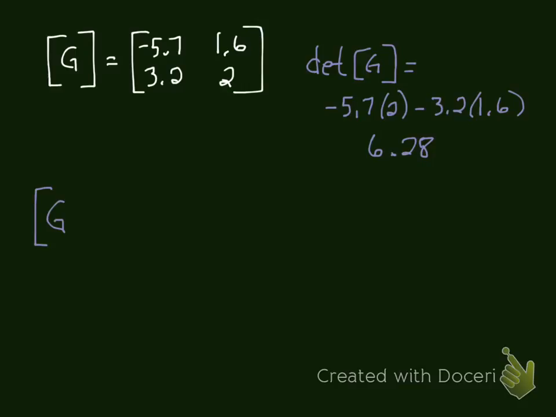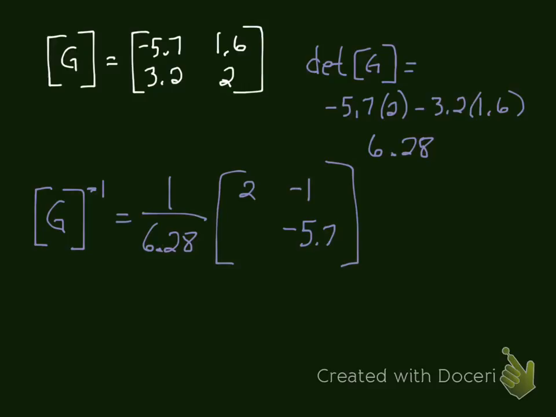So to do my inverse of my G matrix, I do 1 divided by the determinant. It doesn't matter that it's a decimal, we're just going to divide everything by it in a minute. Now, which ones do we swap? Yep, the 2 and the negative 5.7 change places. The 1.6 becomes negative, and the 3.2 becomes negative. Now let's divide by the 6.28.